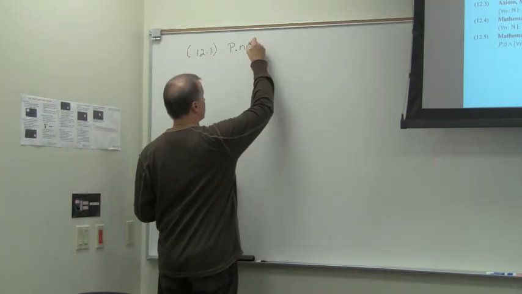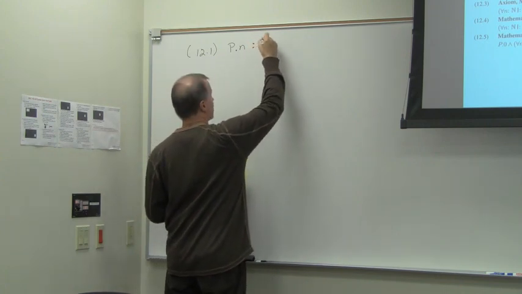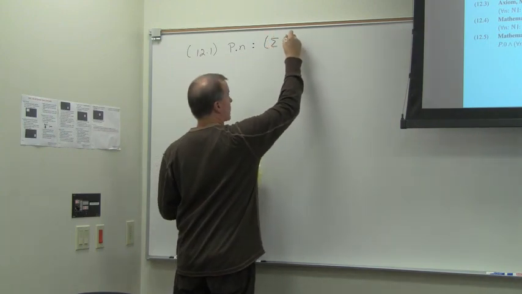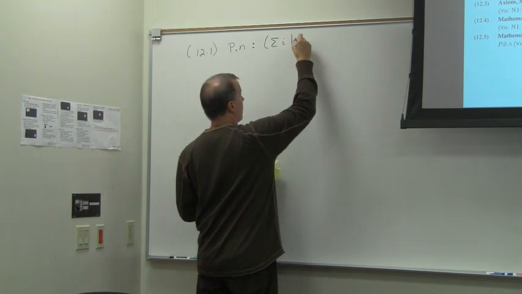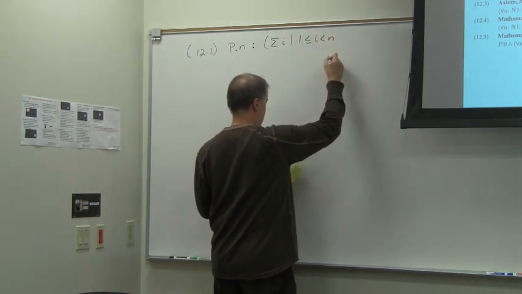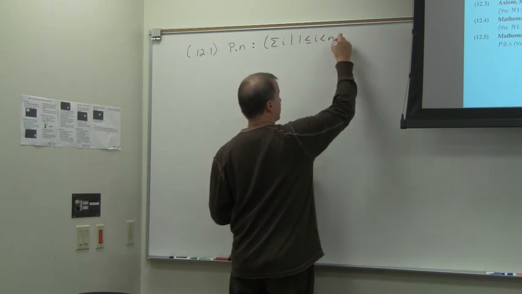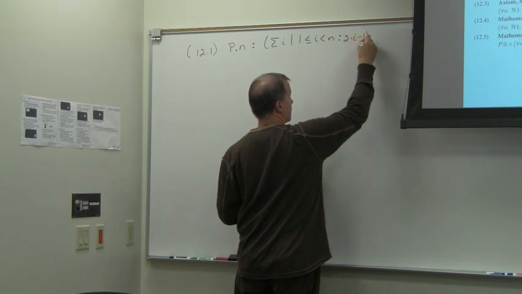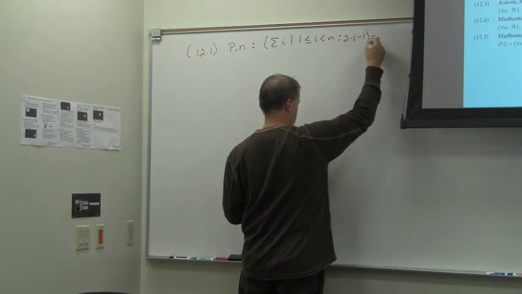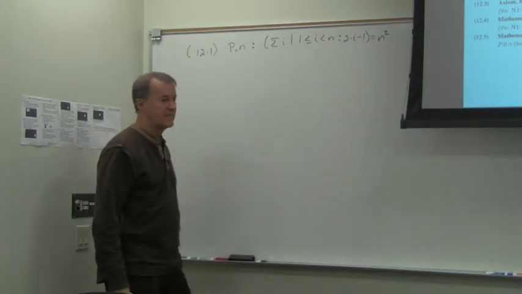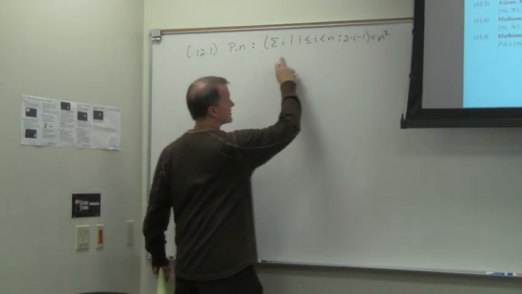Okay. So P.N is the following expression. Now check this out. The sum on I, in the range 1 less than or equal to I less than or equal to N, of the body 2 times I minus 1, close paren, equals N squared. What does the P.N mean? The P.N is this whole thing.